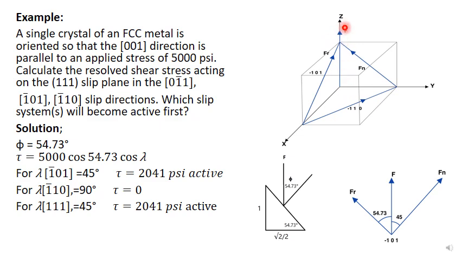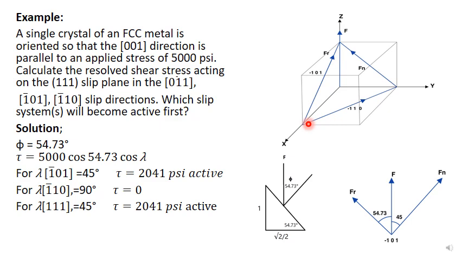This is the 001 direction. The force is applied in this direction, and this is a single crystal FCC. The force applied in this direction is 5,000 pounds per square inch, and the plane targeted is the 111 plane. This is the 111 plane, and we asked about the possibility of a slip occurring in 3 directions.